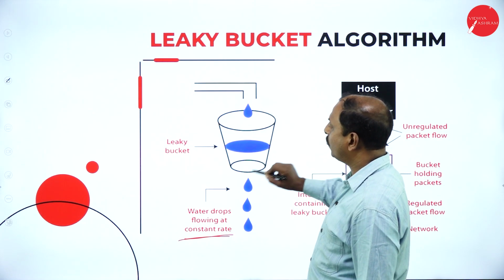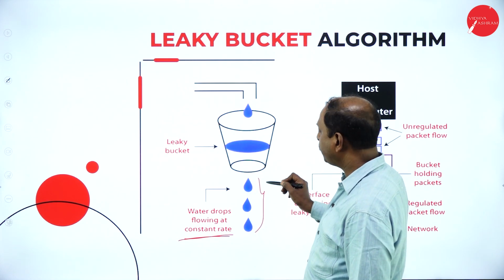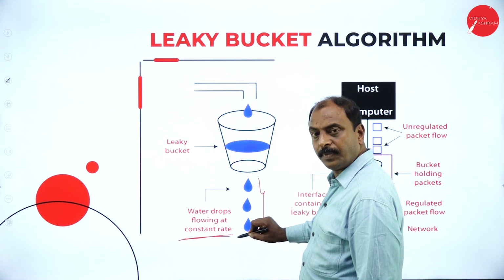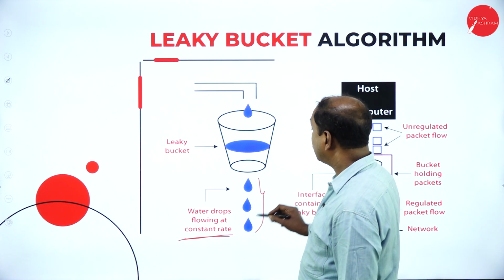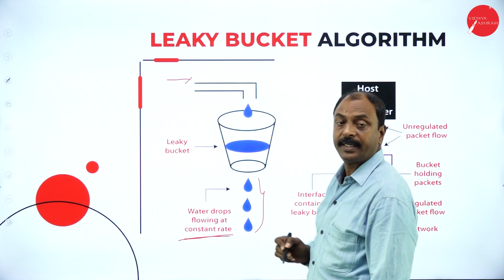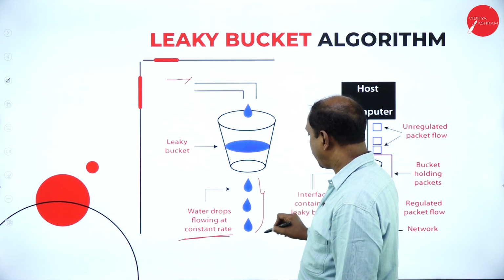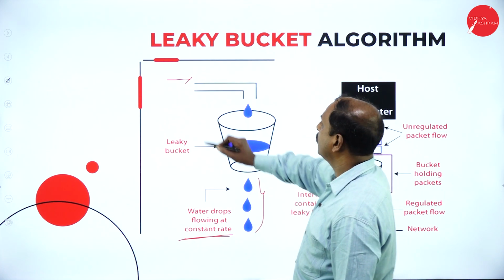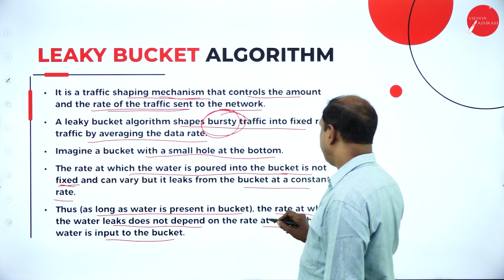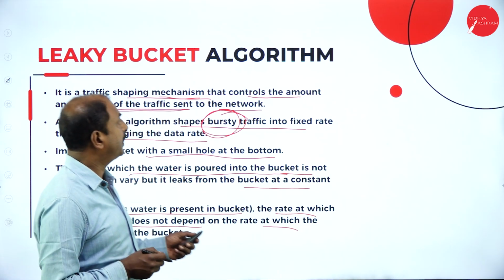If there is no water, there is no question of water flowing out of this bucket. So the water flowing out of the leaky bucket is at a constant speed, and it does not depend on the inflow of water into this bucket. I repeat: the water leaking out from this leaky bucket is constant, and it does not depend on the rate at which the water is input to the bucket. So this is the leaky bucket algorithm.